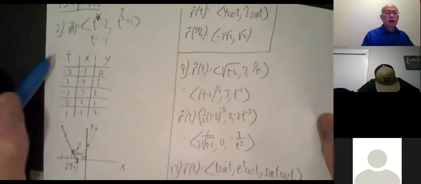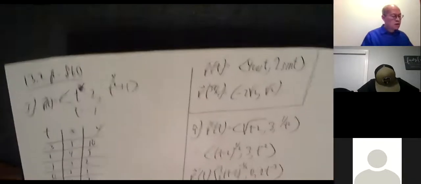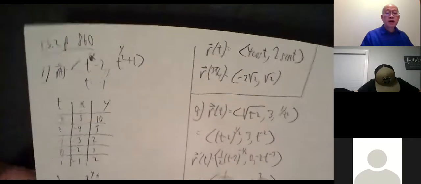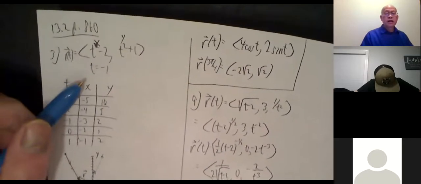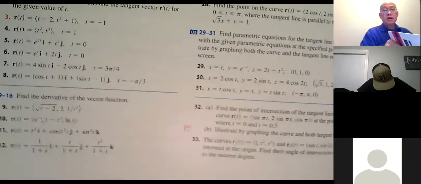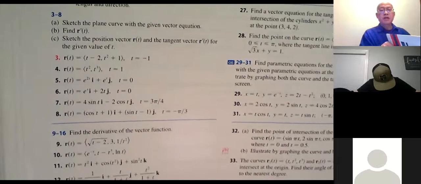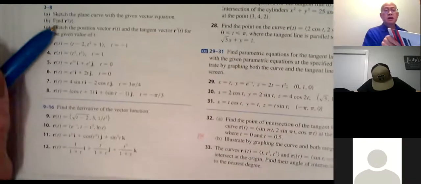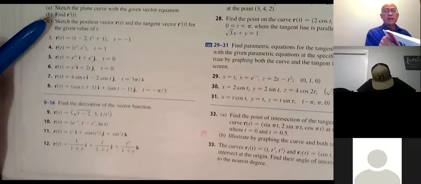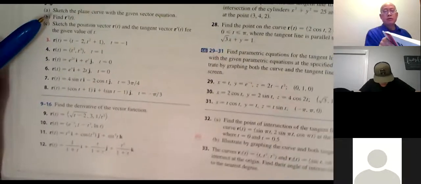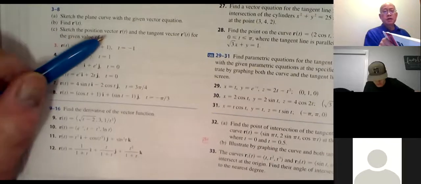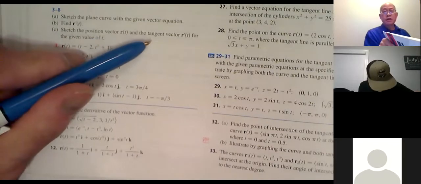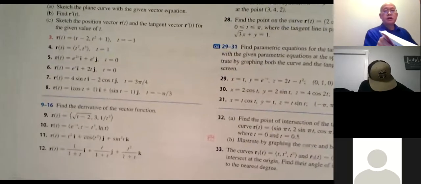Number 3, R(t) is t minus 2, t squared plus 1, and they say at t equals negative 1. Let me show you what's going on. Sketch the plane curve with the given vector equation. Come up with a sketch. We can make a table. We did some of this in Calc 2. Find a derivative, that's easy. Sketch the position vector and the tangent vector R prime for the given value of t. So how do you do that?